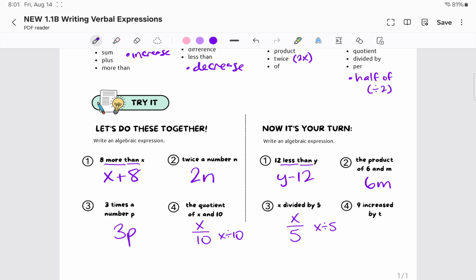And then this last one, 9 increased by t. So increased by, what does that indicate? It indicates adding. So we're going to do 9 plus t. And then we're done. So I want you to do the Delta Math assignment where you're translating these expressions.